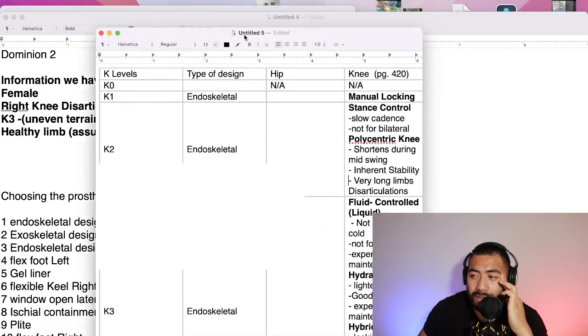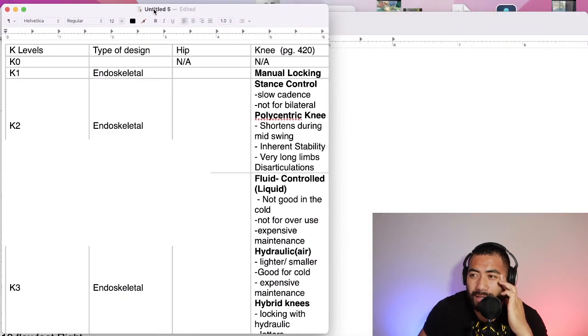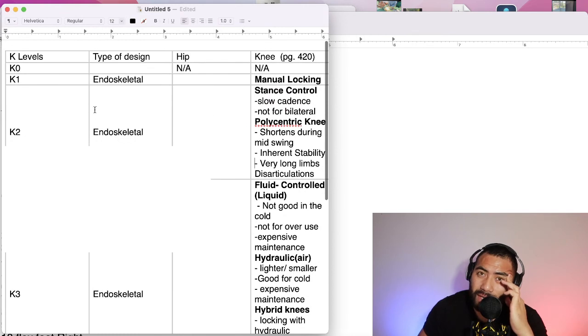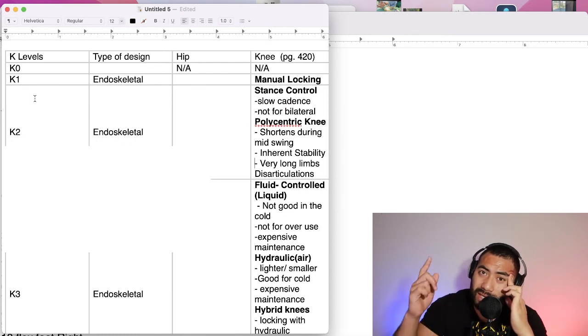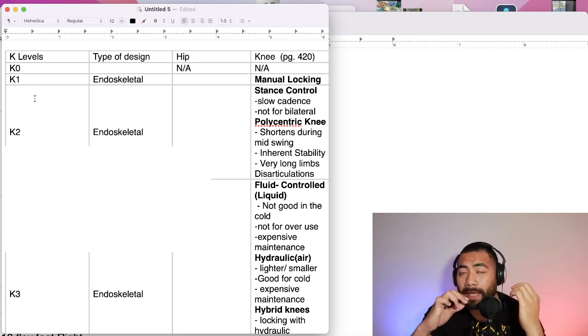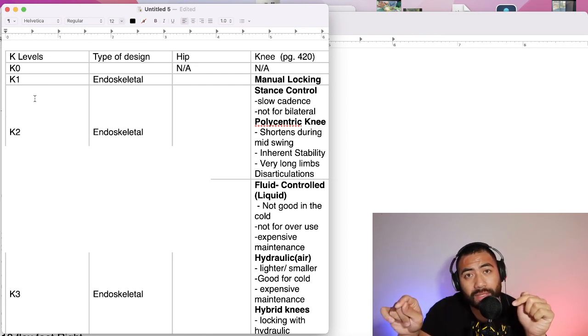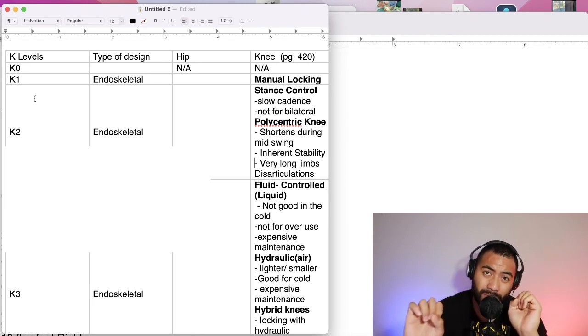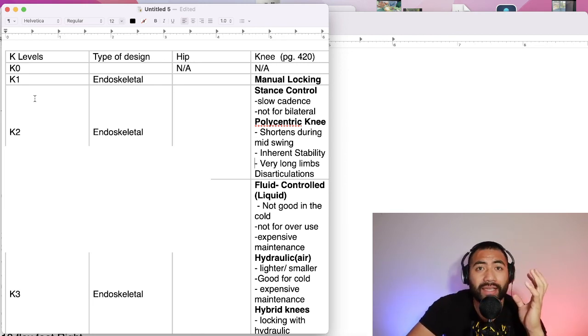There you go. And K0, 1, 2, 3. So I already have information in my mind: I already know what K1 is for me, what K0, K2, K3, and K4 are. In my mind, I already have the prosthetics finished.